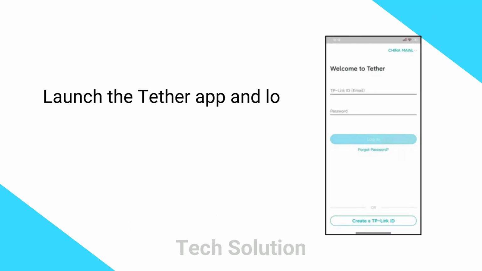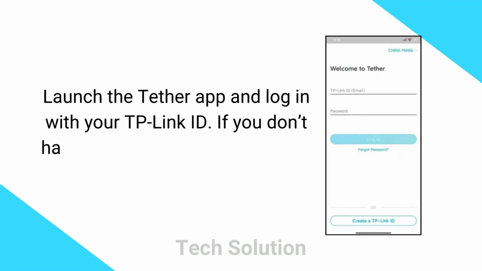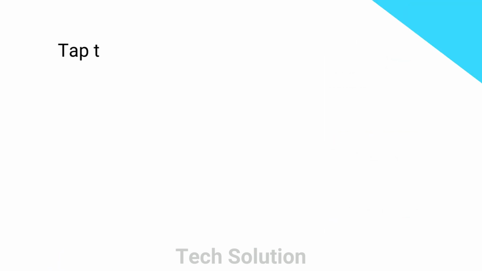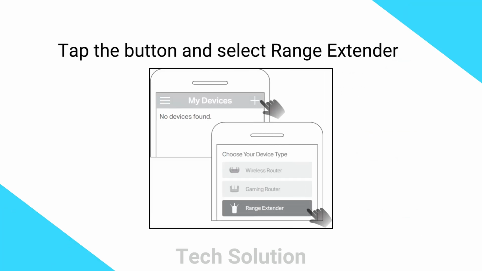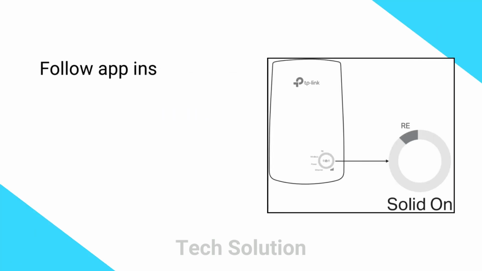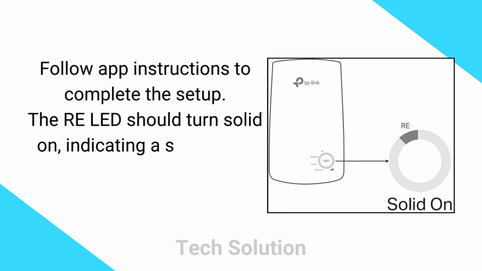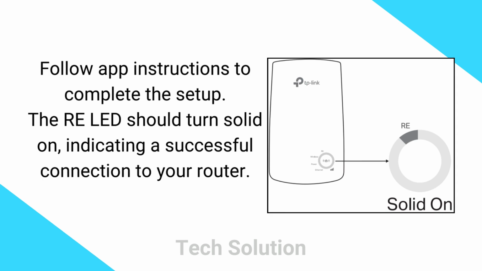Launch the Tether app and log in with your TP-Link ID. If you don't have an account, create one first. Tap the button and select Range Extender. Follow app instructions to complete the setup. The RE LED should turn solid on, indicating a successful connection to your router.